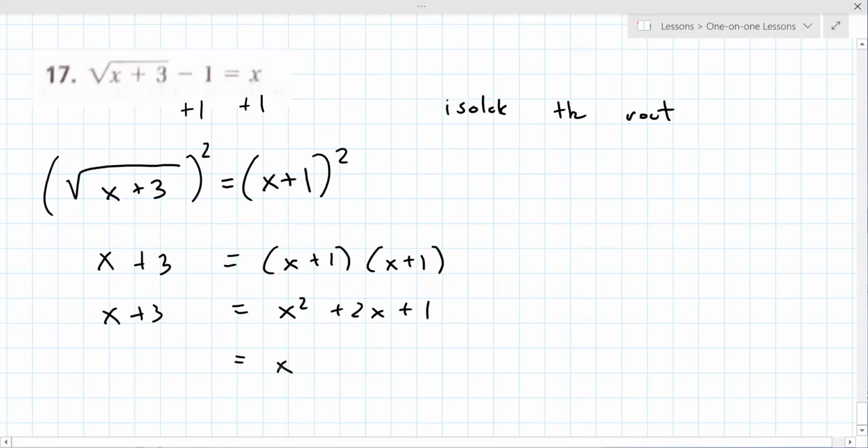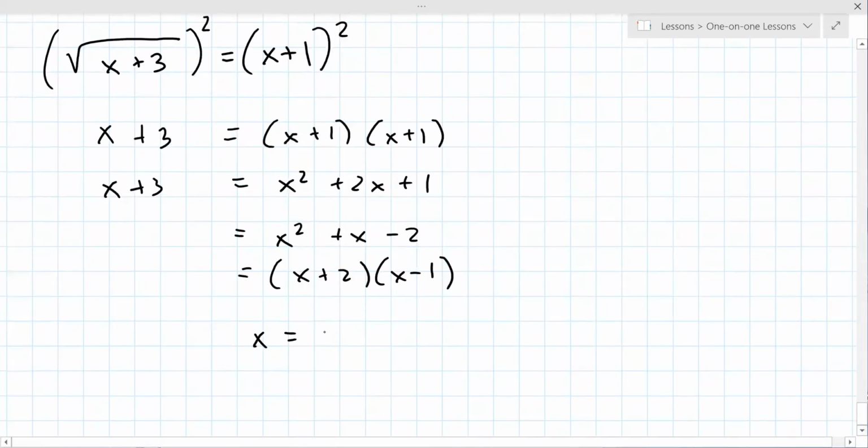So we get x squared plus x, because you're subtracting x, minus 2, which factors as x plus 2, x minus 1 when you FOIL this. So two answers. I want you to tell me which one is extraneous and which one is not. And it's not -2 just because it's negative. You've got to actually show the work because there are counterexamples to that. It probably is, but you've got to show it for sure.